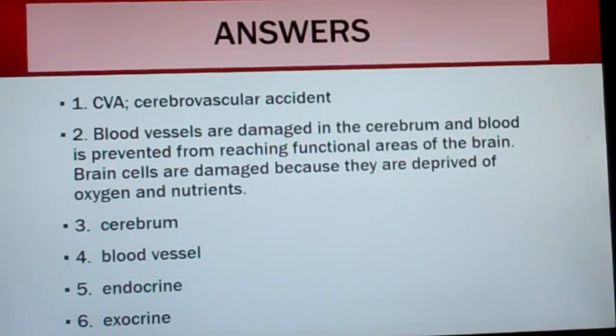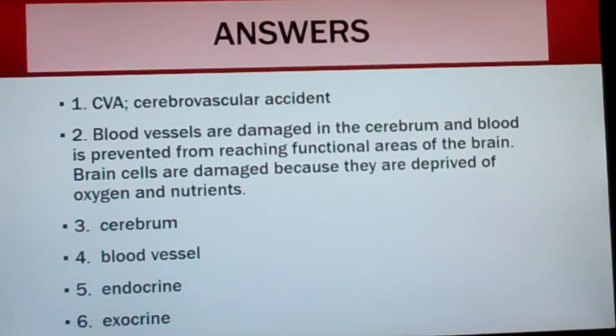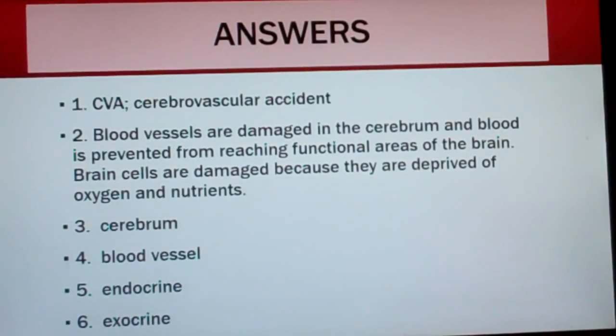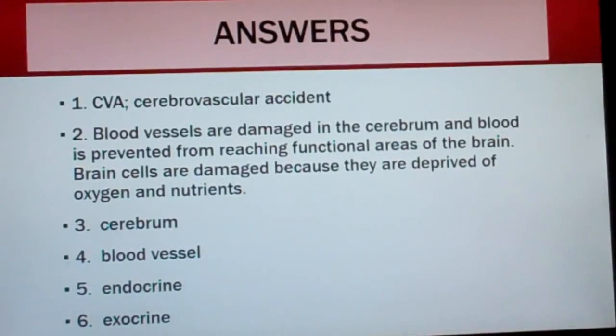Answers. Number 1, CVA, cerebrovascular accident. Number 2, blood vessels are damaged in the cerebrum and blood is prevented from reaching functional areas of the brain. Brain cells are damaged because they are deprived of oxygen and nutrients. Number 3, cerebrum. Number 4, blood vessel. Number 5, endocrine. Number 6, exocrine.